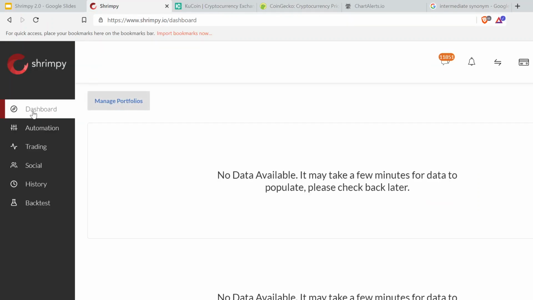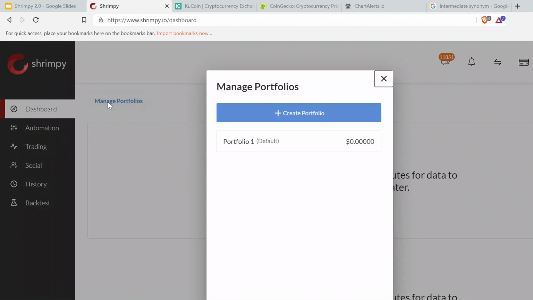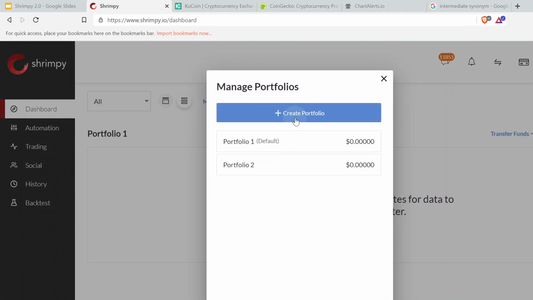On the dashboard, if you haven't already created a portfolio, you'll get a blank screen like mine. If you do have a portfolio, it will show on here with the tokens you own, the percentage, how it's doing, and so on. Now, to create more than one, you click on Manage Portfolio, and up here I've got Create, and I can click it as many times as I want to create as many portfolios as you want. Let's assume this is my portfolio, and the default one will show you all the assets you have on the exchange.